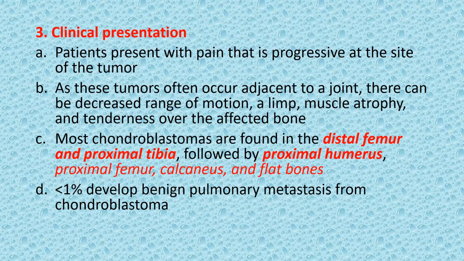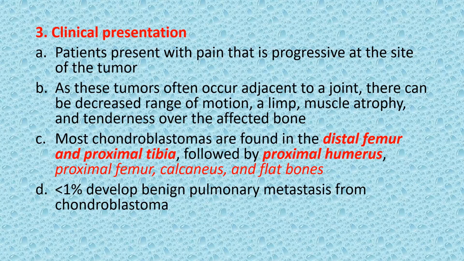Most chondroblastomas are found in the distal femur, the proximal tibia, the proximal humerus, proximal femur. I've seen chondroblastomas in the calcaneus and flat bones. Less than 1% develop benign pulmonary metastasis from chondroblastomas, just like we spoke about osteoblastomas. Less than 1%. Keep this in mind, please.